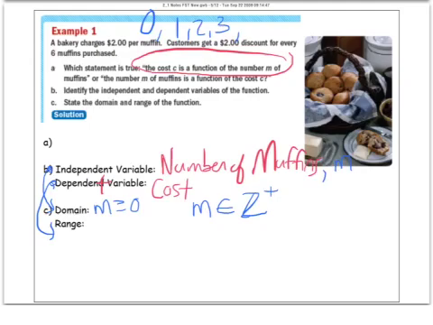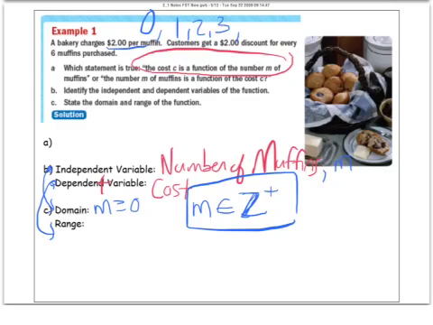Now, for most of you, you do not need to know how to write this shorthand. If you want to know that shorthand, you can use it, okay? That's what this says. m is an element of all the positive integers. So 0, 1, 2, 3, 4, and so forth. Now, the range is the cost. The cost structure here, again, is $2 per muffin, and you can get a $2 discount for every 6 muffins you purchase. So you need to think about, will you ever need to have some change? Or are these just going to be bills that I'm using? The cost of these muffins is always either going to be $2, $4, $6, $8, or what have you.